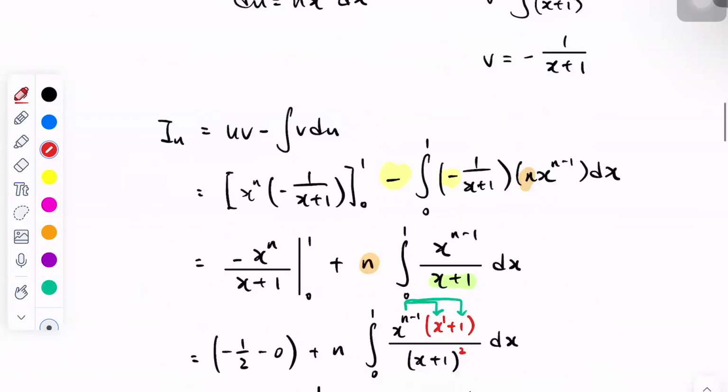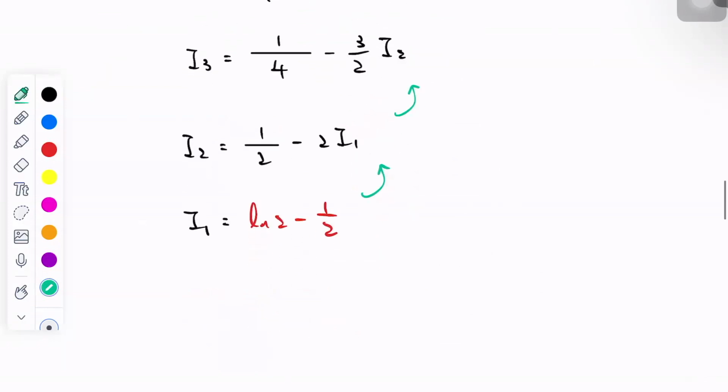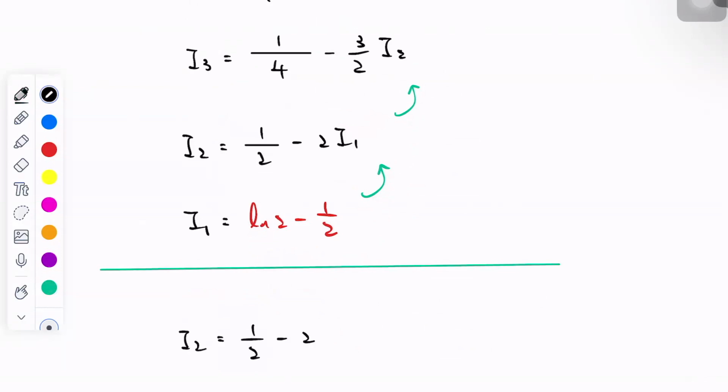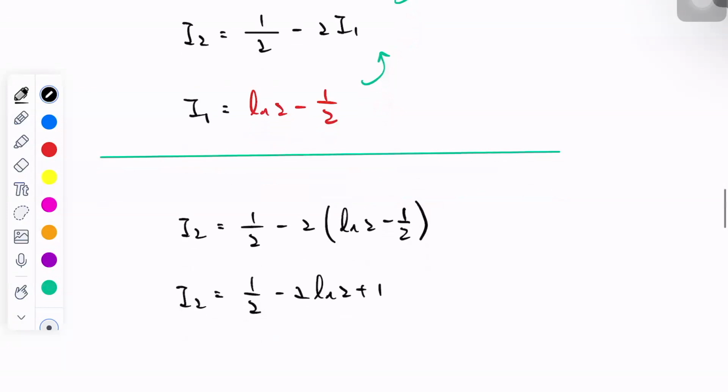Ln 2 minus half. Okay, and then I can do some backward deduction. So I further substitute the I1 back to the I2. So I2 will be just simply 1/2 minus 2 times I1, and I1 is ln 2 minus 1/2. So that means I2 is just simply 1/2 minus 2 ln 2 plus 1. So I2 is just simply 3 over 2 minus 2 ln 2.